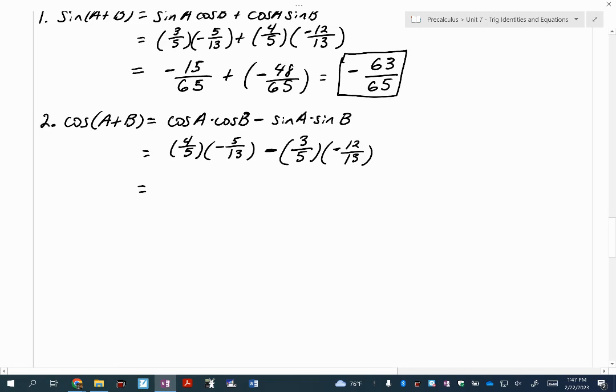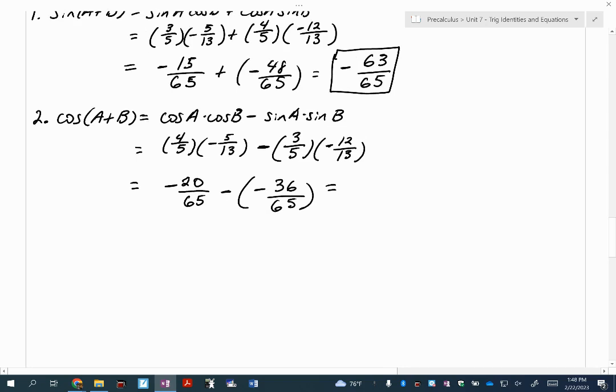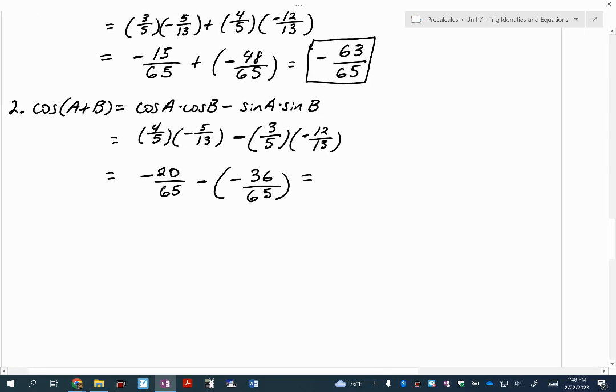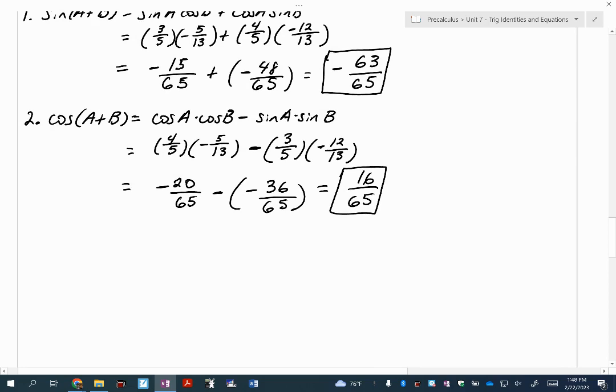All right, doing the algebra again gives me negative 20 65ths minus a negative 36 65ths. So if I want to get an answer here, I'm going to do negative 20 minus a negative, which is really addition. So plus a positive 36 is going to be 16 65ths. Okay, so that's it for number 2.